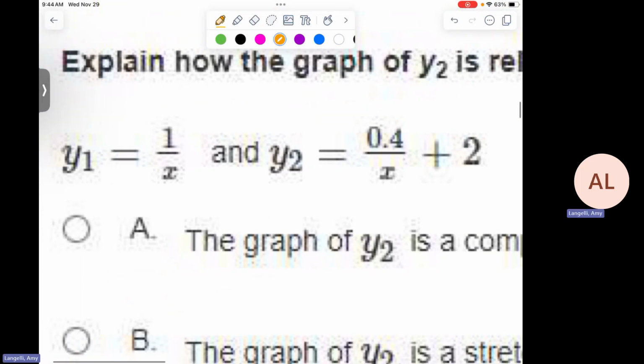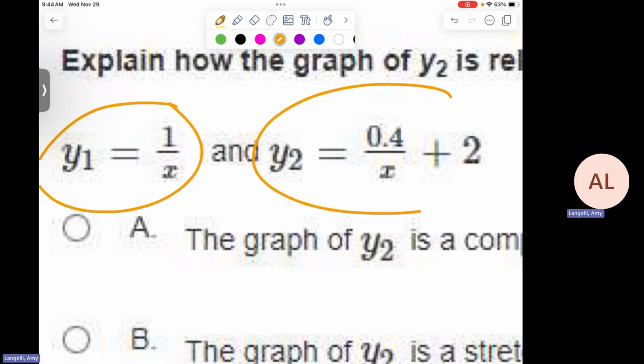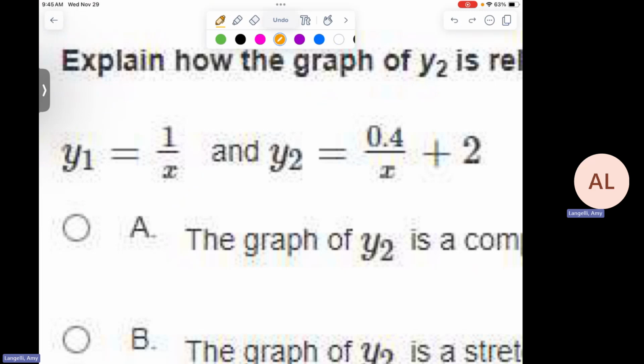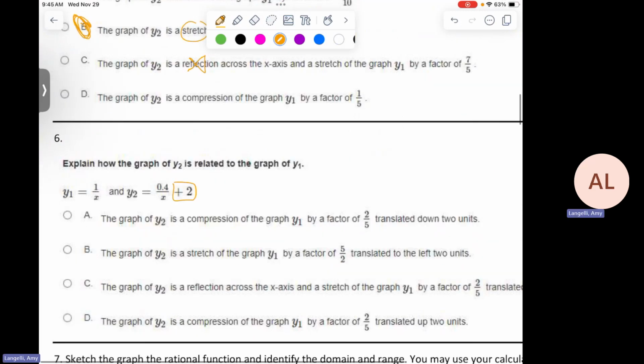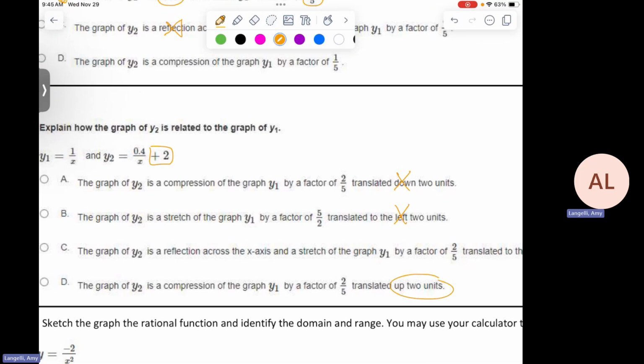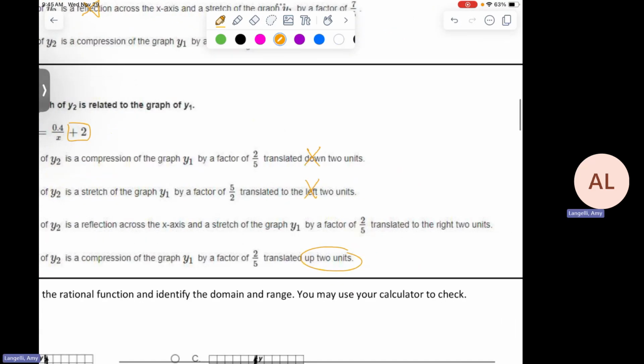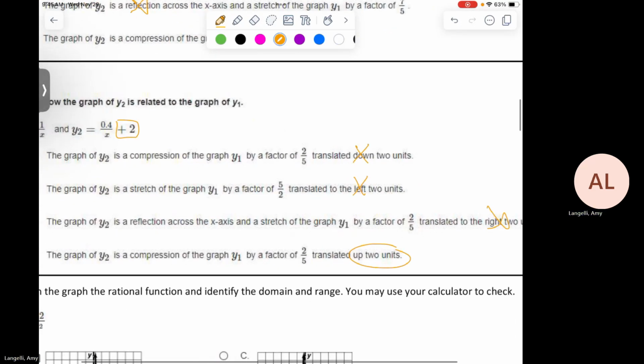Do you guys think that these two, this one and this one, are reflected? Nope. What about this +2 in the back? What do we know about the +2 in the back? Up 2. Let's find that one. Not down, not left. I see up 2 units. Right. It has to be D. D's the only one that has up 2.